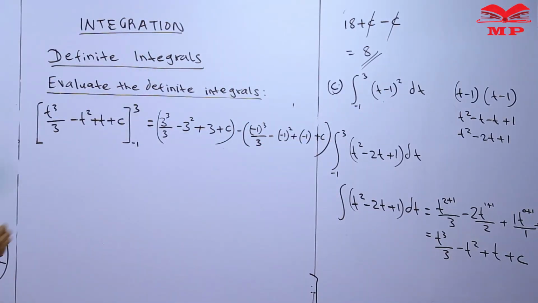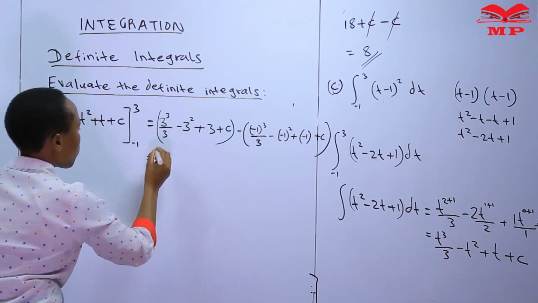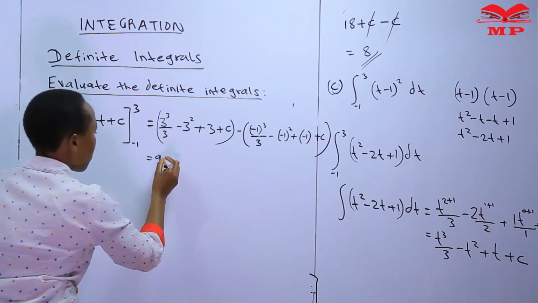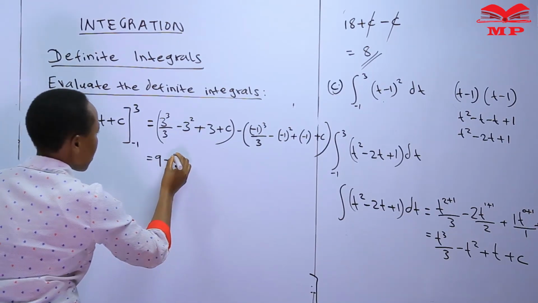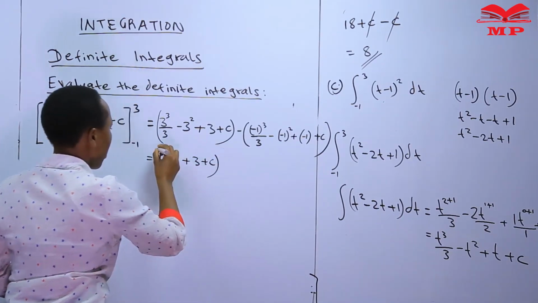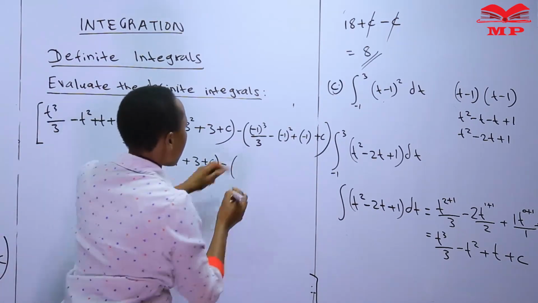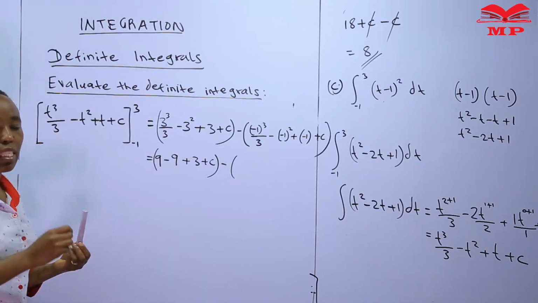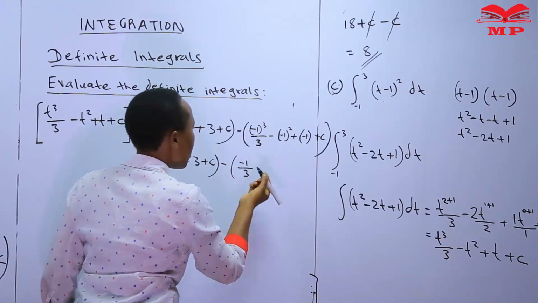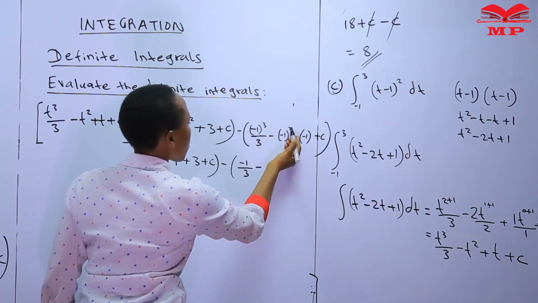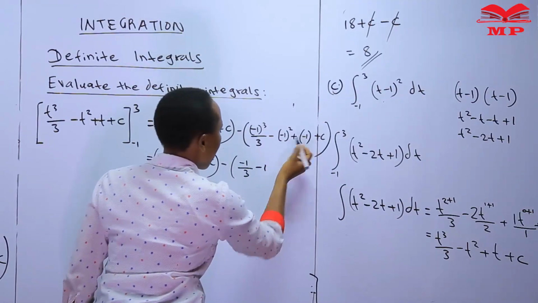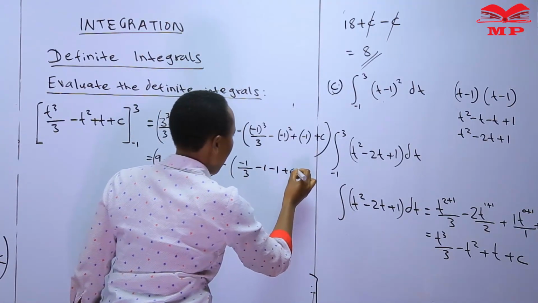Then we solve it. In this case, we are going to have 3 cubed, that is 27. 27 divided by 3, that is 9. Then minus 3 squared, that is 9. Then plus 3 plus c. Then all of it, we have minus (-1) to power 3, that is -1 times -1 times -1. So we get -1 over 3. Then minus (-1) squared, which is 1. So we have -1. Then plus (-1). So we have -1. Then plus c.